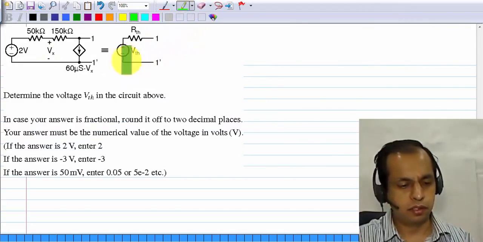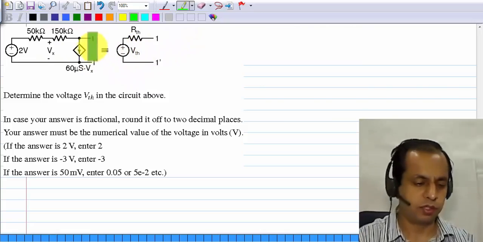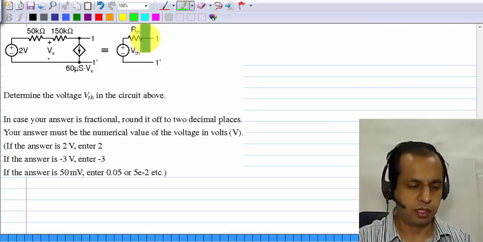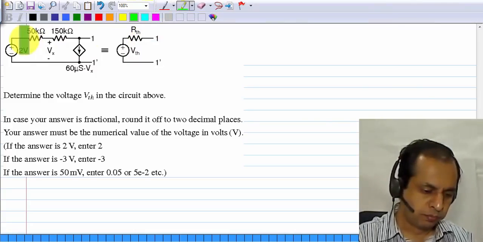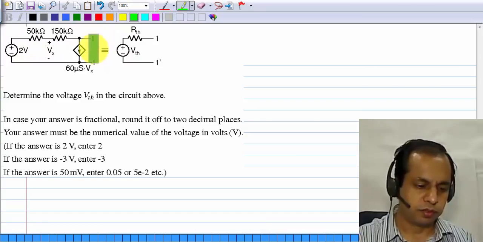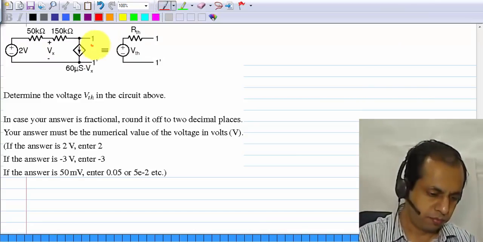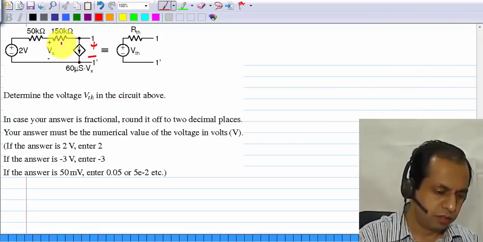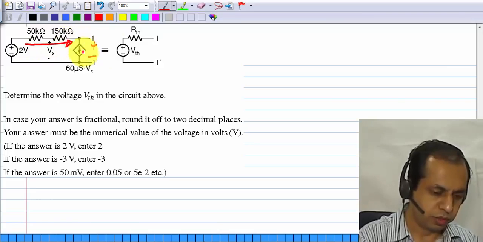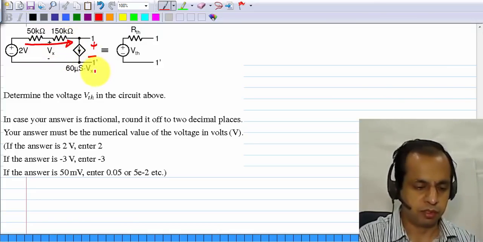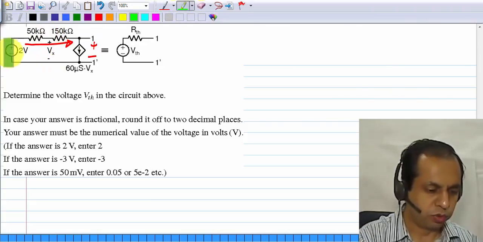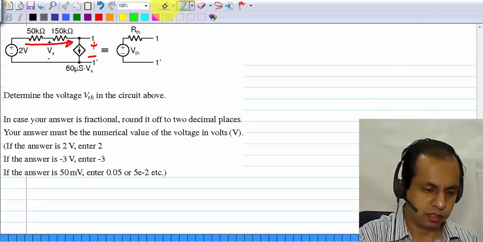And third question, you have another network. Now it has a control source. You have to find the Thevenin voltage and the resistance. Thevenin voltage, of course, is the open circuit voltage between these two points. How do you find that? First of all, the current flowing this way is 60 microsiemens times Vx, and Vx itself, the voltage here is 2 volts minus 50 kilo ohms times the current.